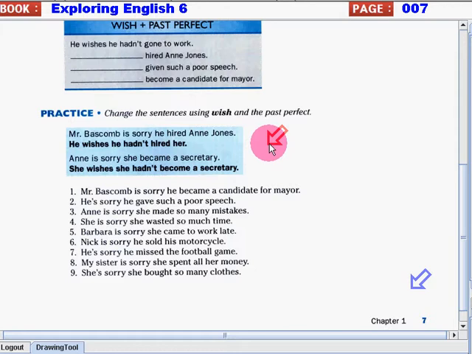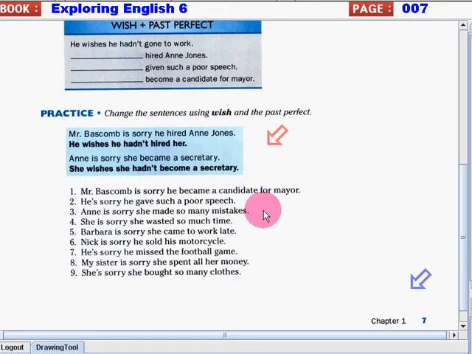Mr. Bascom is sorry he hired Ann Jones. He wishes he hadn't hired her. Anne is sorry she became a secretary. She wishes she hadn't become a secretary. Mr. Bascom is sorry he became a candidate for mayor. He wishes he hadn't become a candidate for mayor. He's sorry he gave such a poor speech. He wishes he hadn't given such a poor speech.